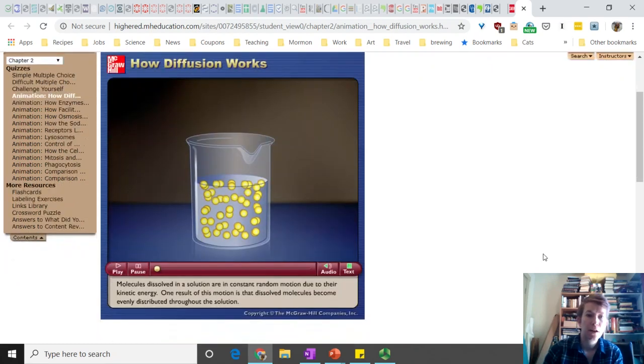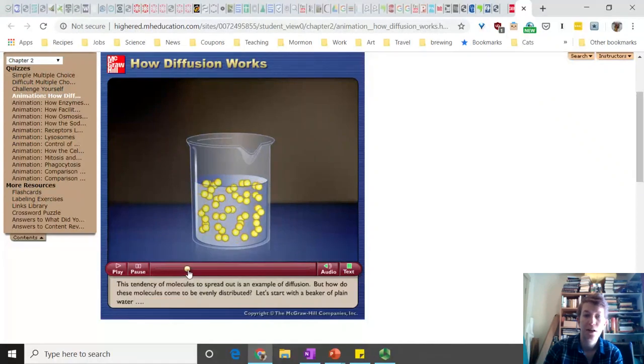Okay, so I'm just going to narrate this. Here we have a beaker of water, and in this beaker of water there's a bunch of molecules that are moving around. Molecules are always moving. Usually the molecules in a liquid are moving faster than the molecules in a solid, but even in solid things, the molecules are constantly moving in random directions.